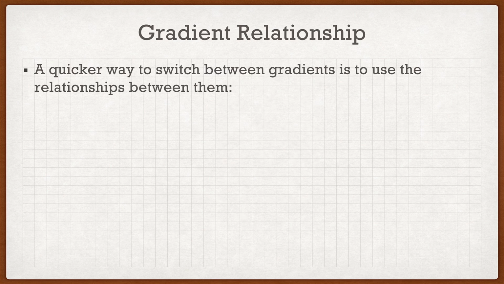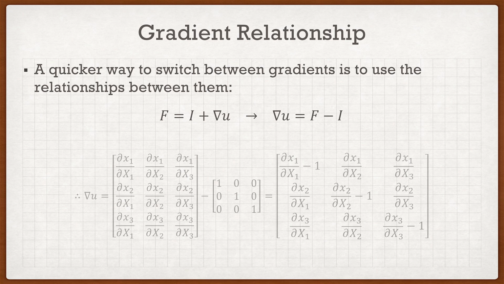Well, we can remember that there is actually a relationship between the two gradients, and that is this: F is equal to the identity matrix I plus nabla U. So let's say that we have F, which we got from part A, and we want to solve for nabla U. Well, all we can do is rearrange this equation and say nabla U is equal to F minus I. So if I know F, I can easily find nabla U.